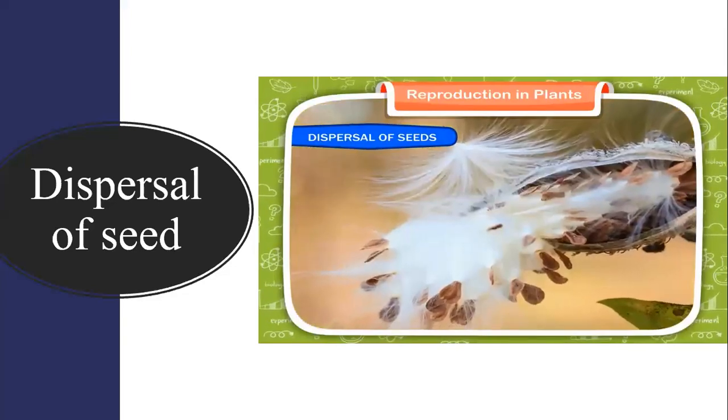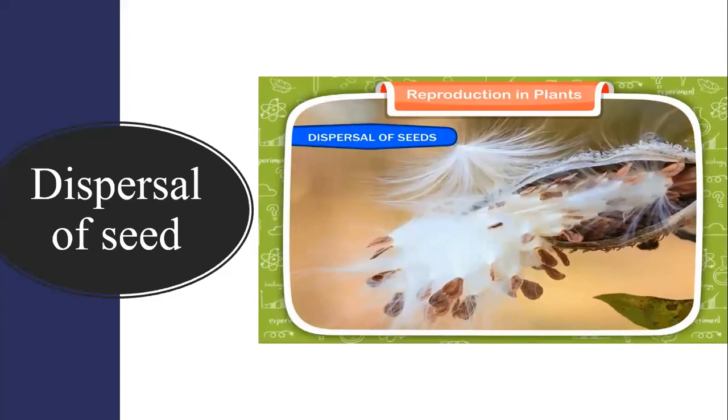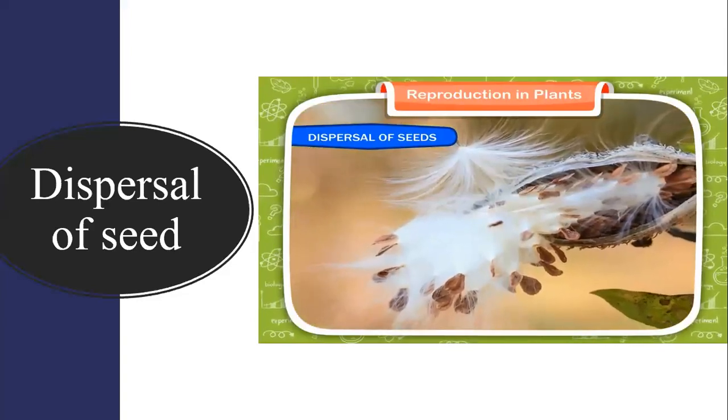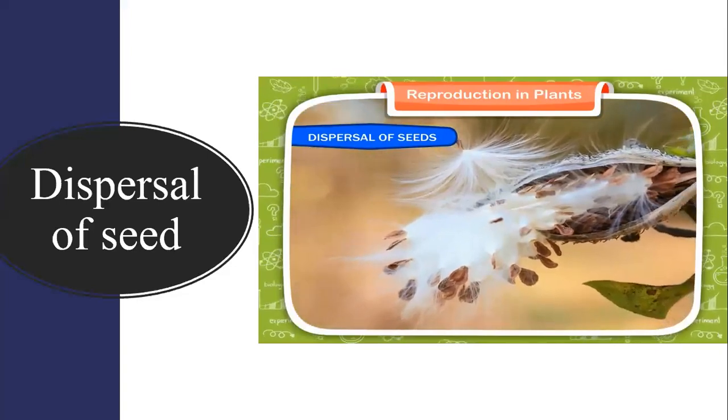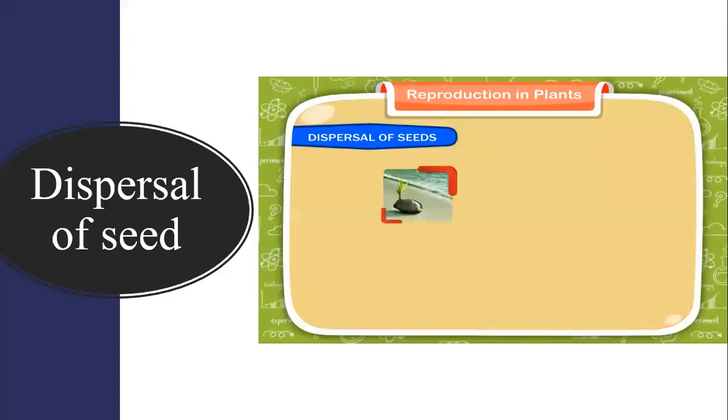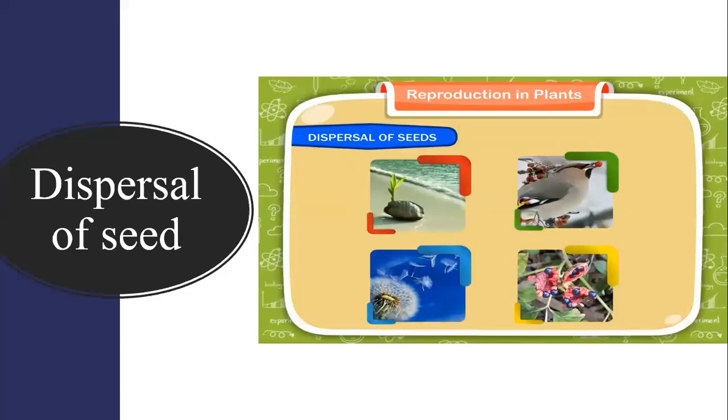This process of scattering or spreading of seeds to different places is known as dispersal of seeds. Dispersal of seeds happens in four ways: through water, wind, animals, and explosion of the fruit. These are known as agents of dispersal.